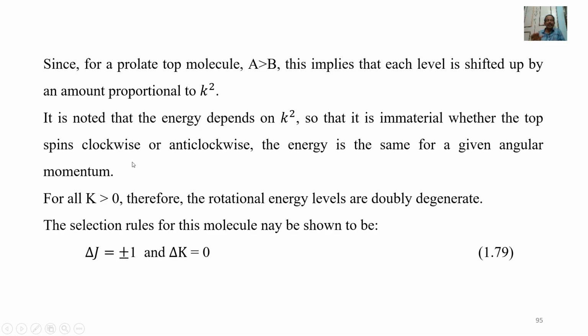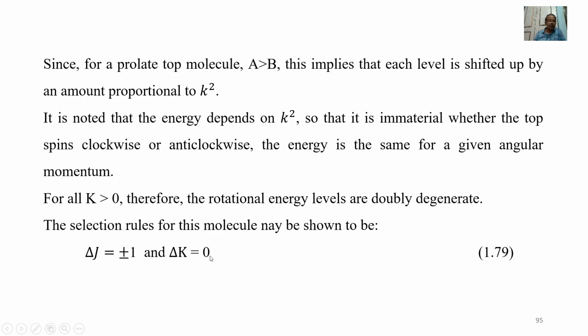For all values of k greater than 0, the rotational energy levels are doubly degenerate. The selection rules for this molecule may be shown to be delta J equals plus or minus 1, and delta K equals 0.